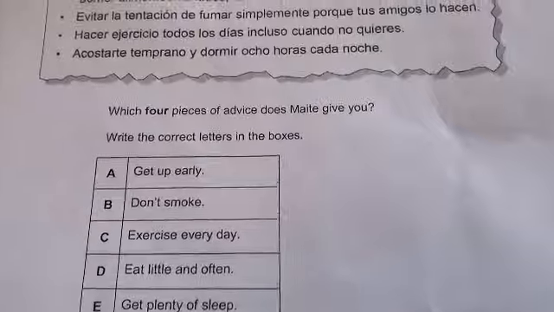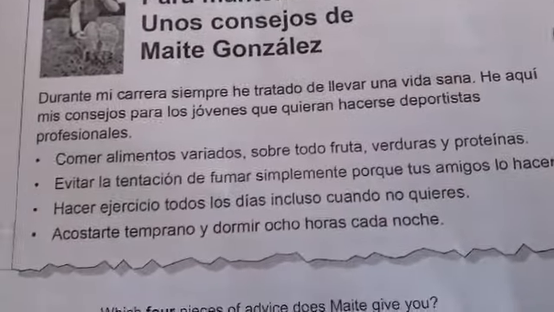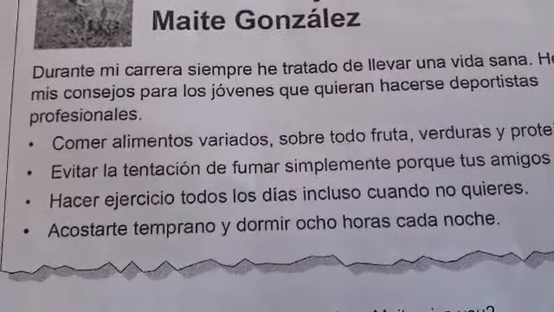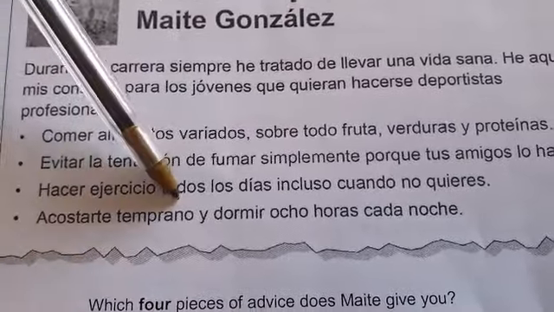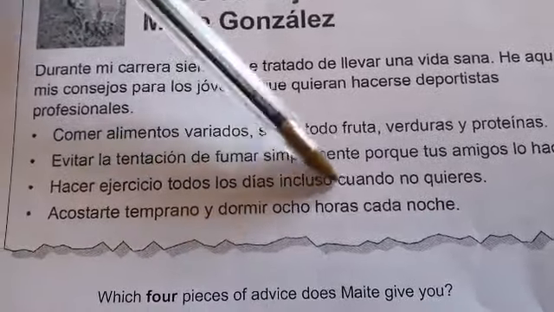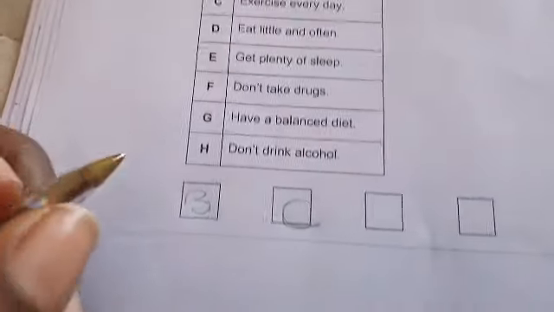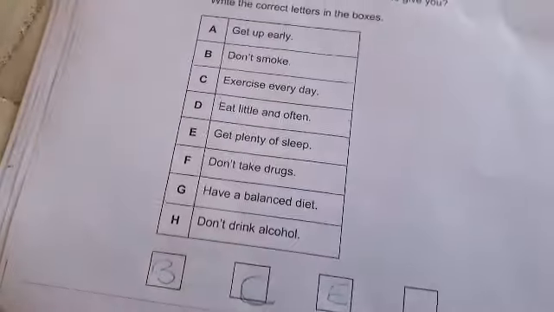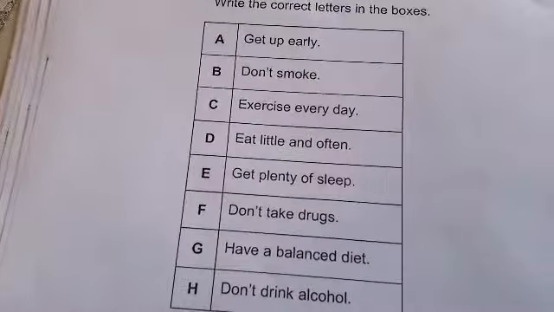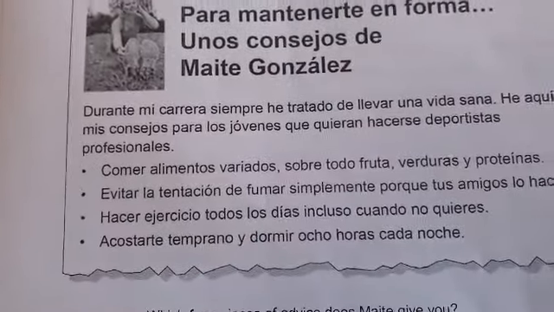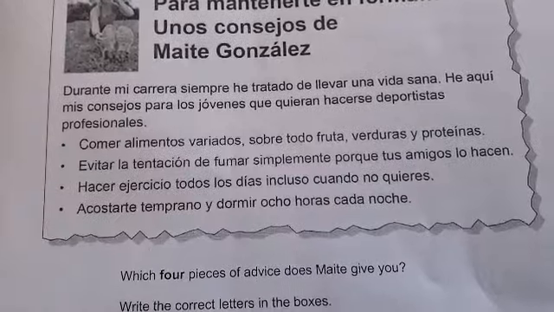Get plenty of sleep. What's the word for sleep? Dormir o acostarte. Yeah, we have acostarte temprano, which is early, y dormir 8 horas cada noche, and sleep 8 hours a day. So she does also mention that. So we're going to get plenty of sleep, which is E. We're going to stick it down here. And last one, don't take drugs. Drogas. Doesn't say anything about drogas there.